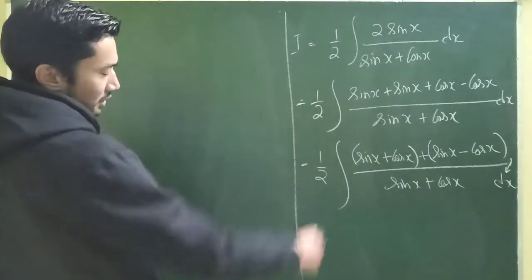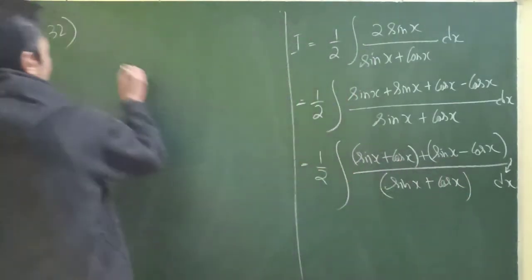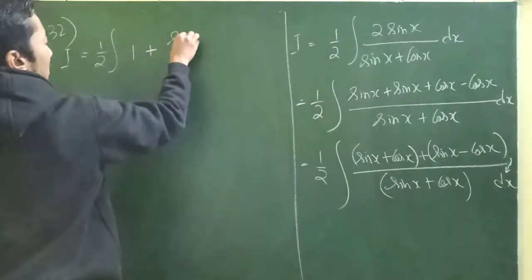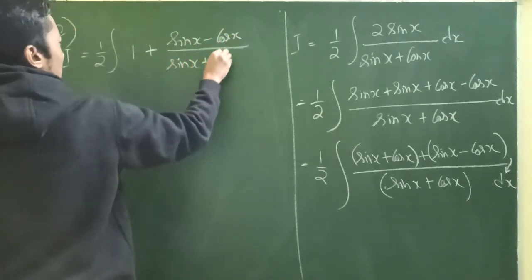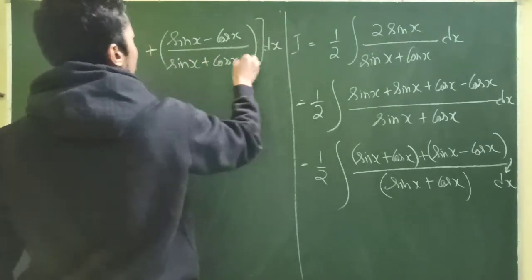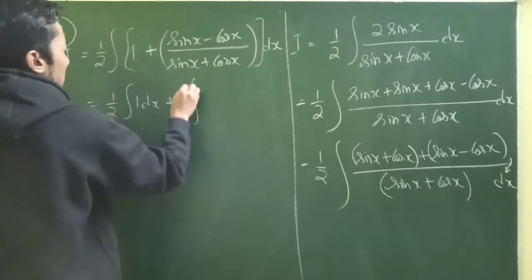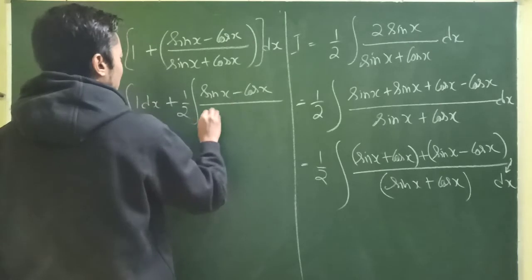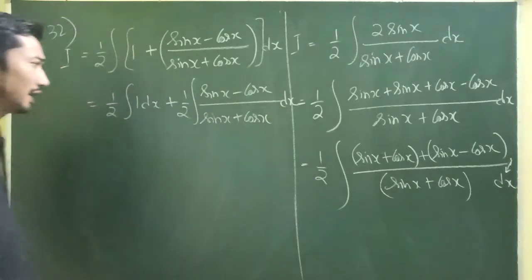Now solving the LCM there, with this we end up with I equal to 1 by 2 integral of 1 plus sin x minus cos x by sin x plus cos x with respect to x. It will be 1 by 2 integral of 1 with respect to x plus 1 by 2 integral of sin x minus cos x divided by sin x plus cos x with respect to x.